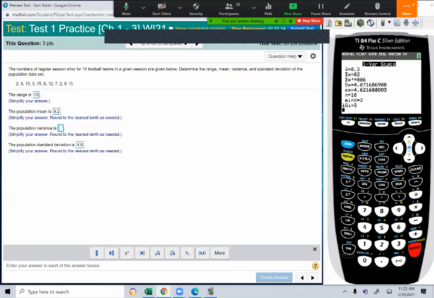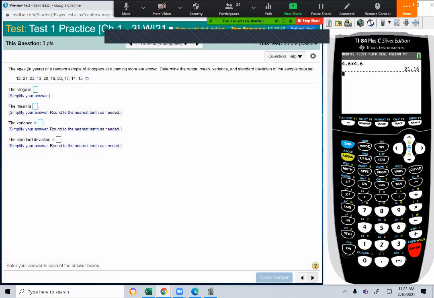Population variance is just squaring 4.6. So I do 4.6 times 4.6. The reason why I took sigma is because he said this is a population. So I'm just using this, 21.16. And to 1 decimal, guys, it will be 21.2.